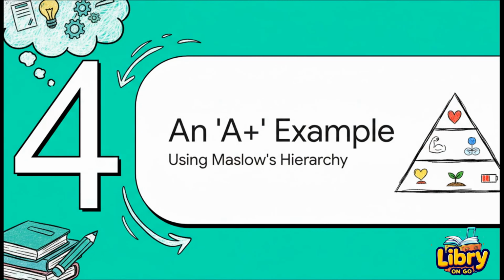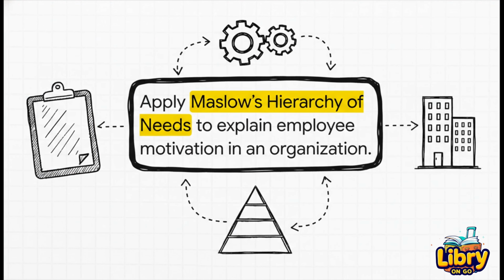A 5-step plan sounds great, right? But let's see how it actually works in practice. We're going to take a classic concept, I'm talking Maslow's hierarchy of needs, and use our new action plan to walk through a sample assignment. We're going to build an A+ response right here, right now. So here's our assignment prompt. It says, apply Maslow's hierarchy of needs to explain employee motivation in an organization. Simple enough. We've got our instructions, apply, we've got our tool, Maslow's hierarchy, and we've got our context, employee motivation. Perfect. We have everything we need to get going.